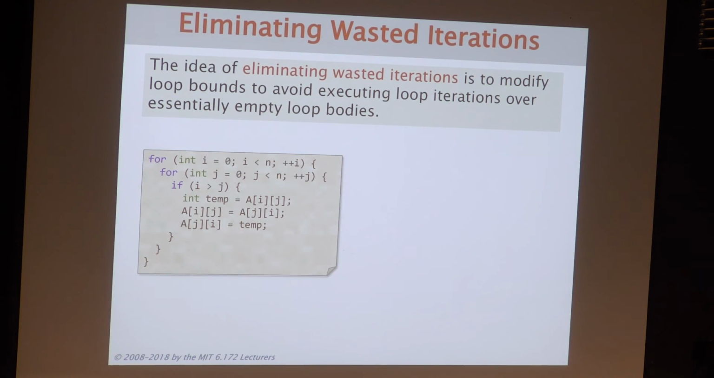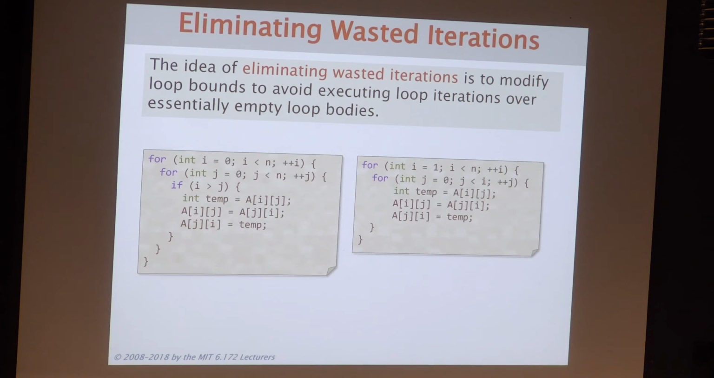One disadvantage of this code here is I still have to loop for n² iterations, even though only about half the iterations are actually doing useful work, because about half the iterations are going to fail this check here that checks whether i is greater than j.